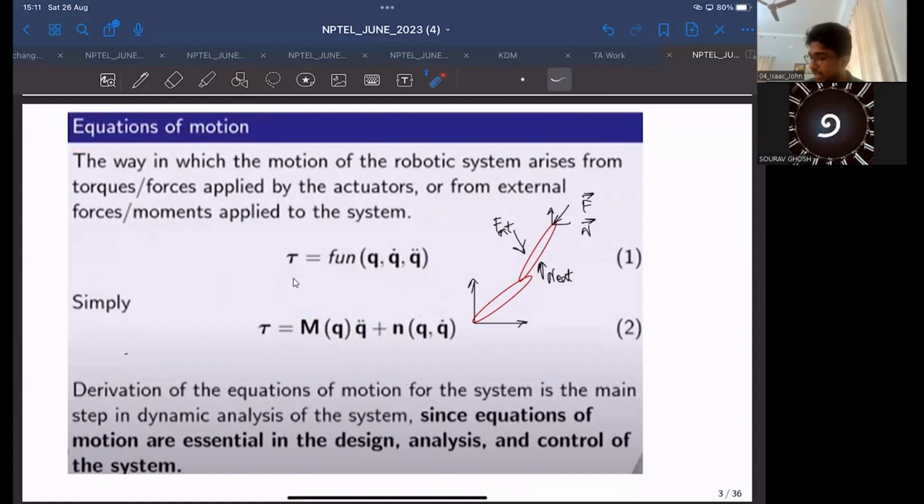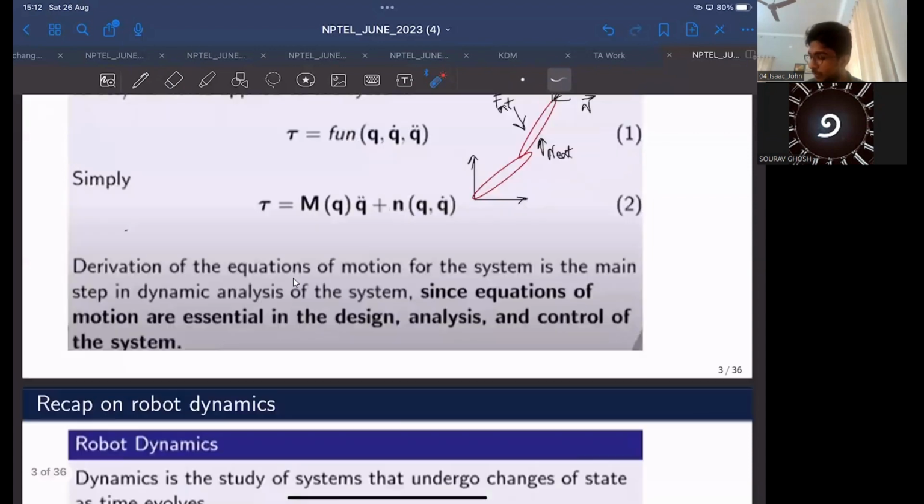And what it says is that derivation of the equations of motion for the system is the main step in dynamic analysis of the system, since equations of motion are essential in design, analysis, and control of the system. So the governing equations of motion of a robot are essential for three critical instances: design, analysis, and control of the system. We'll try to give more clarity regarding each of these terms.